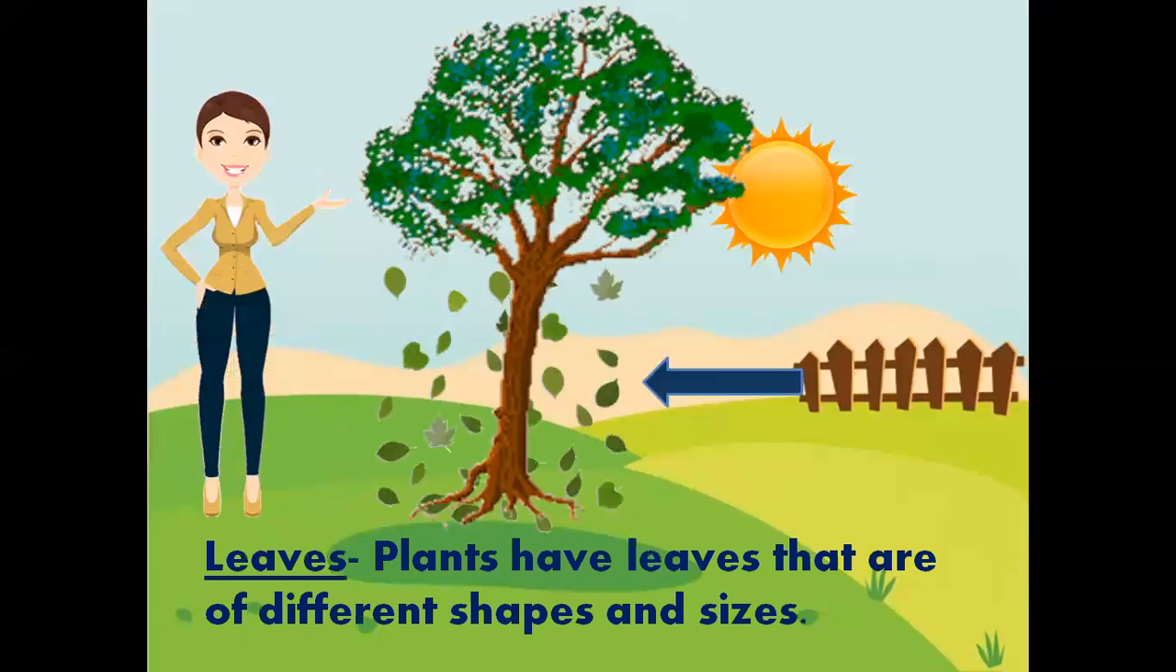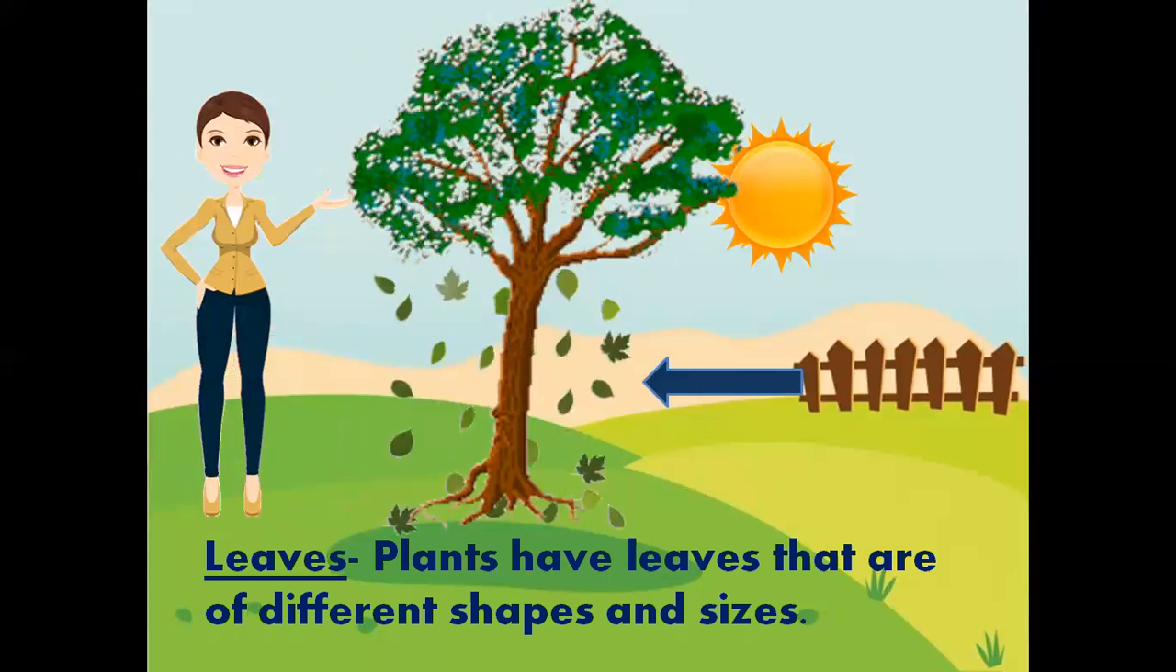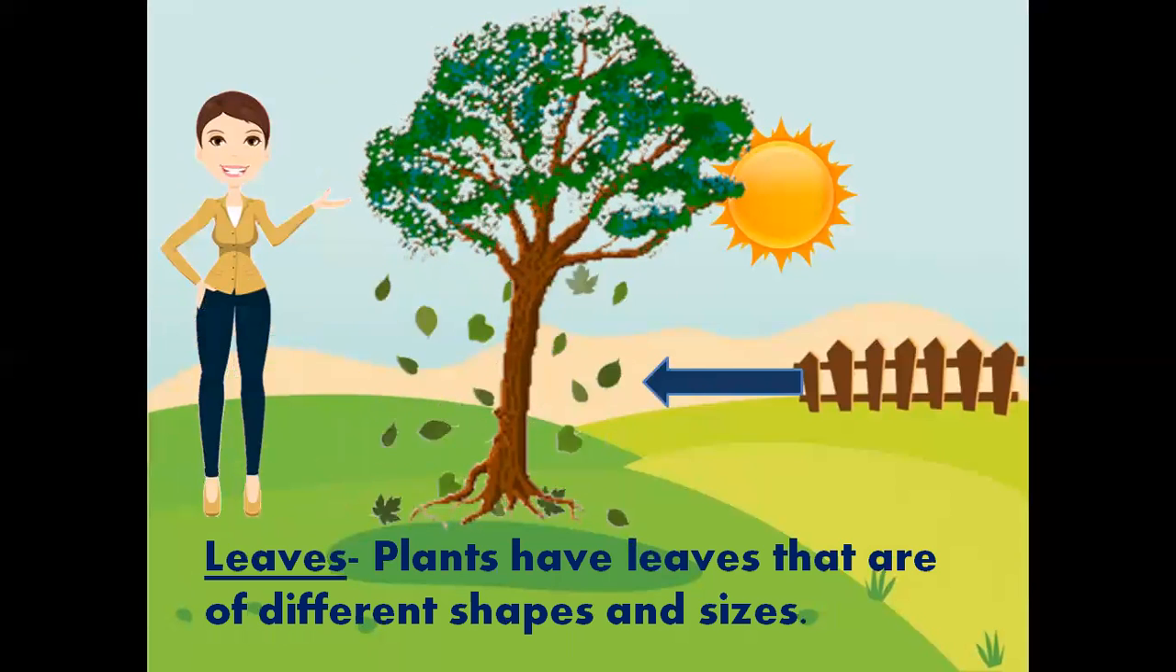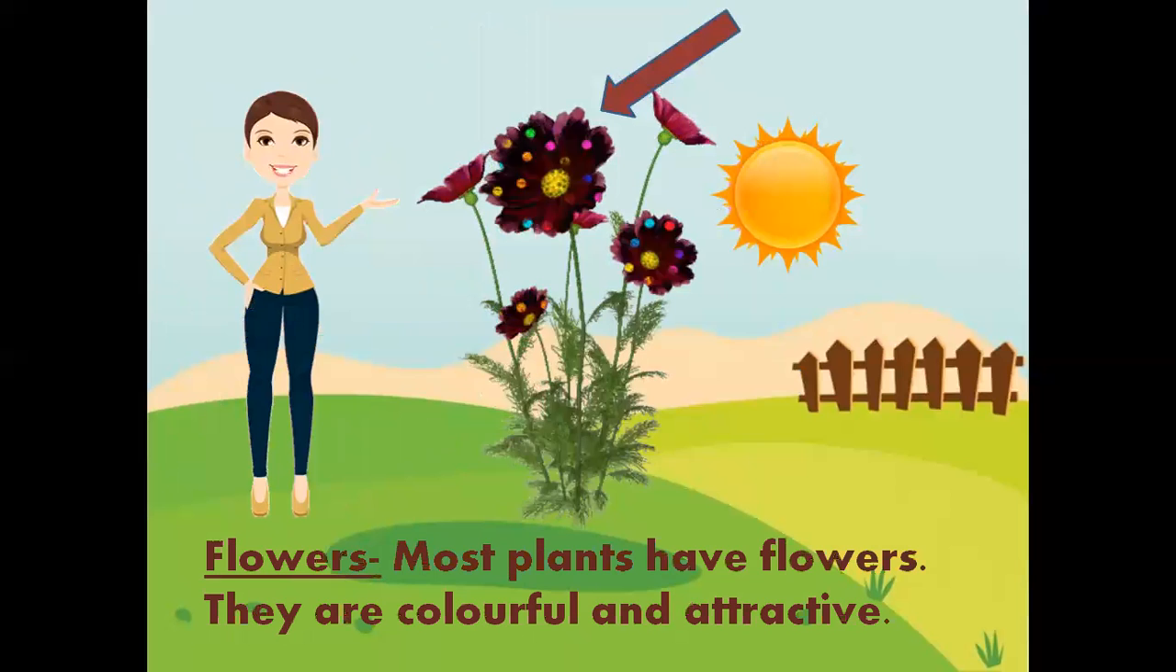The first is leaves. Plants have leaves that are of different shapes and sizes. Flower. The most beautiful part of the plant is the flower. Most plants have flowers. They are colorful and attractive too.